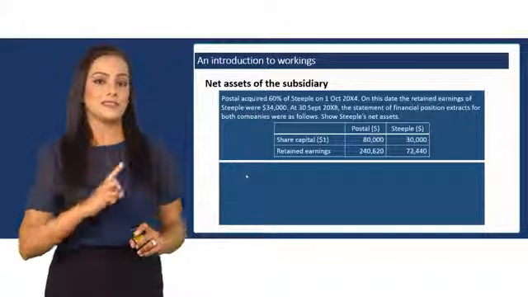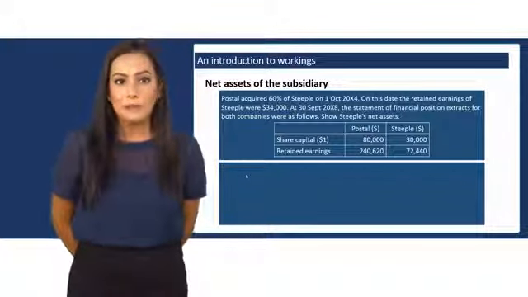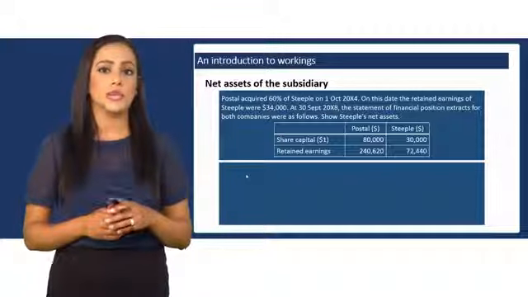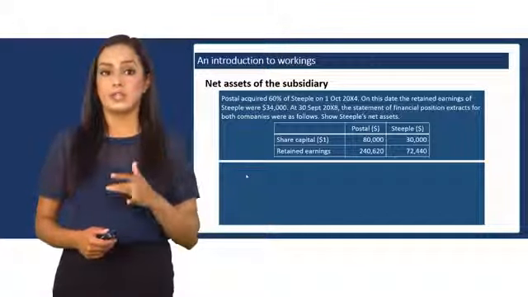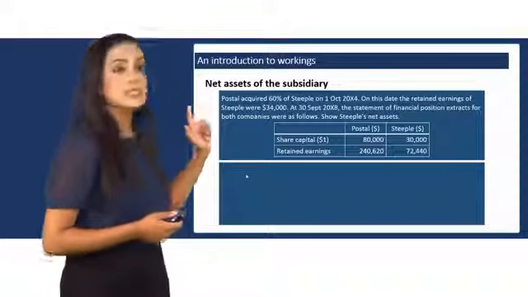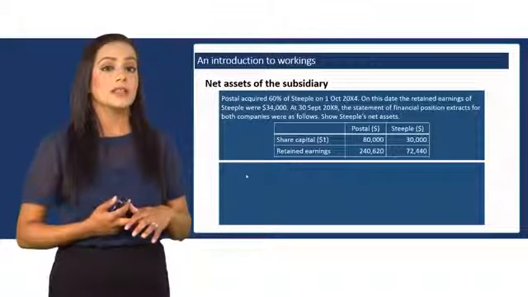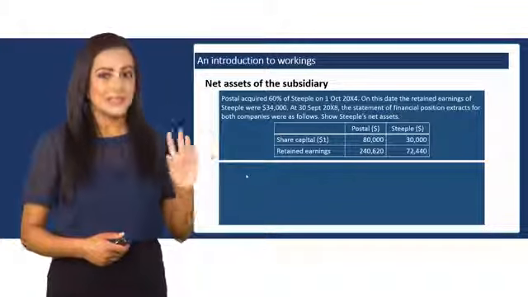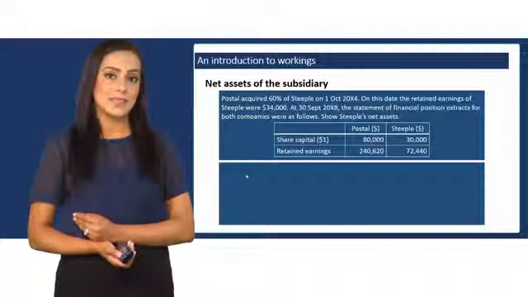Let's apply this introduction to this example here. Postal acquired 60% of Steeple on the 1st of October 14. This is the same example that we've seen when preparing the group structure of Postal and Steeple. What the requirement is, show Steeple's net assets. Well, the net assets of Steeple is going to be the share capital figure and the retained earnings figure, and that's it, because I can't see any other information that would appear in the net assets table.